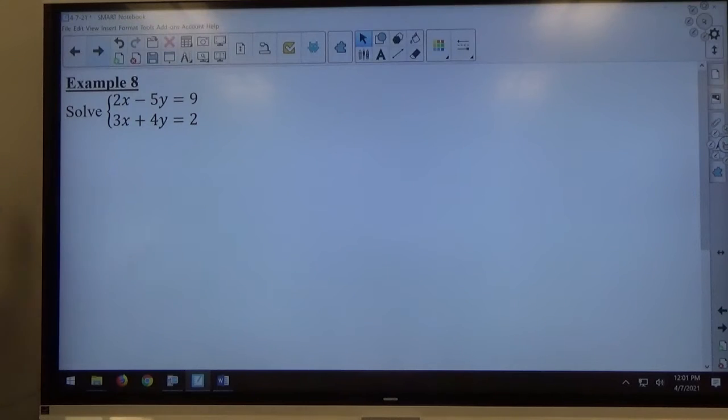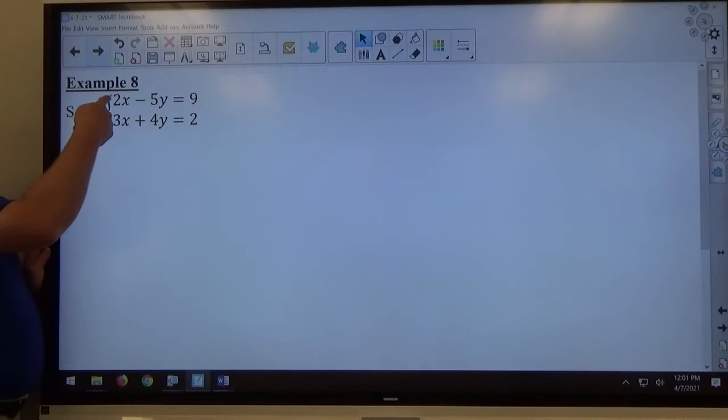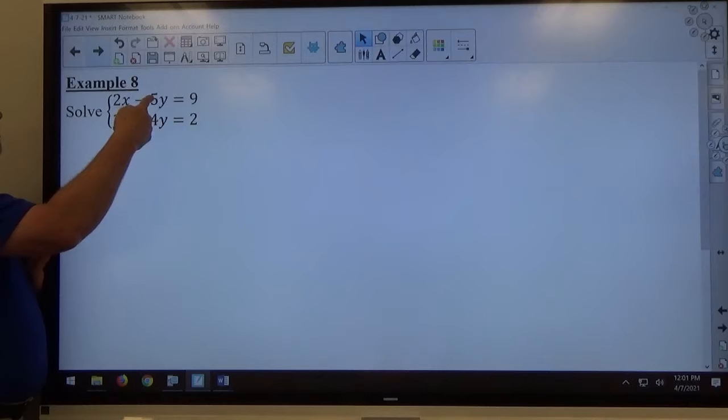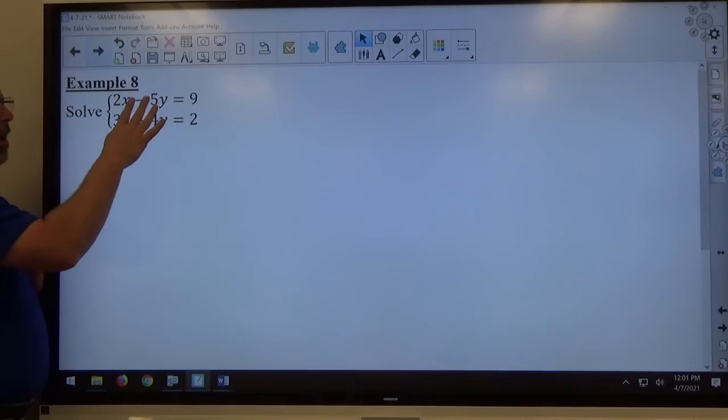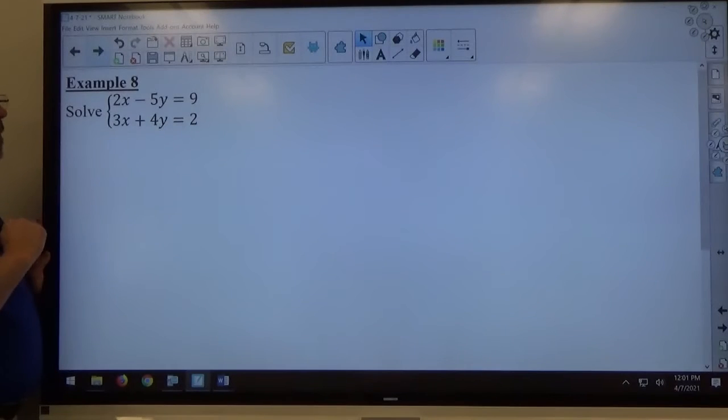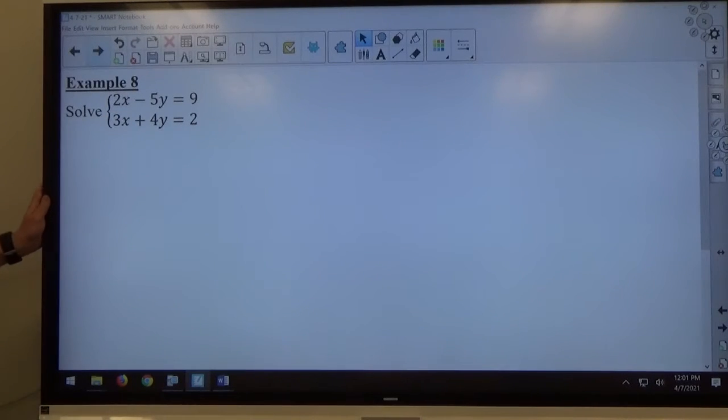Okay, for example 8, same scenario. We got 2x and 3x lined up in this column, 5y and 4y lined up in that column, 9 and 2 lined up in that column. X's, y's equal numbers. Everything's set up best for elimination here. Coefficients aren't 1, so substitution would be challenging if we tried.